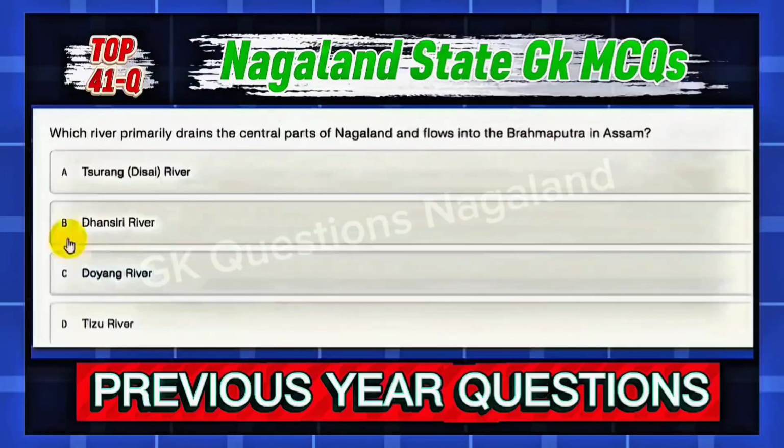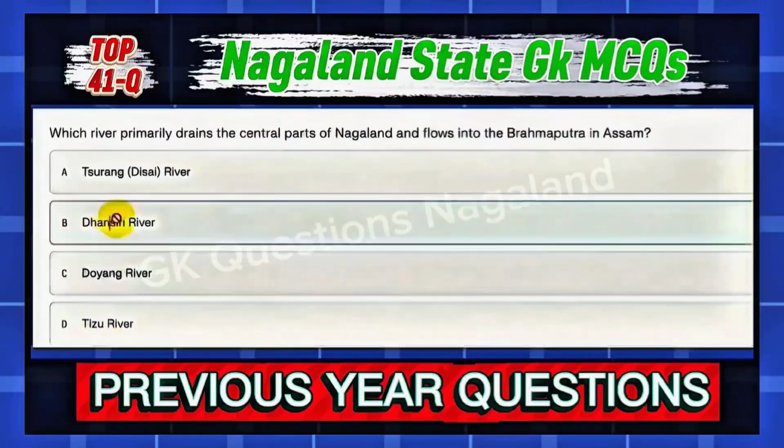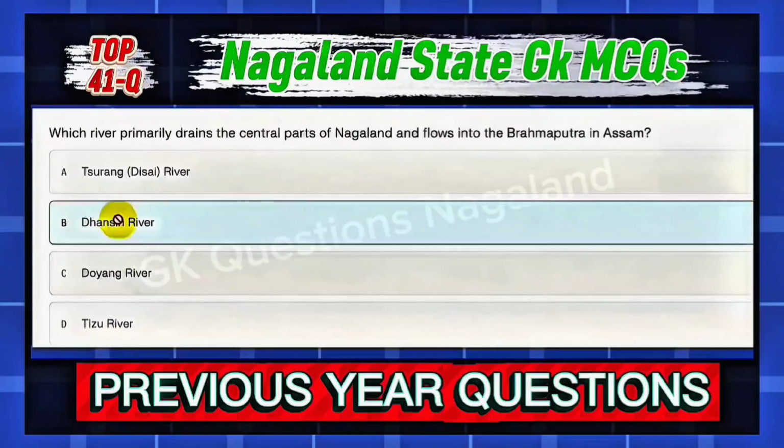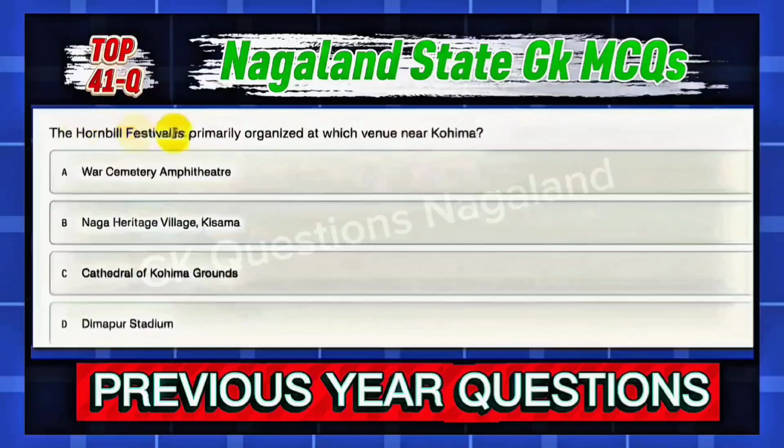Question 7. Which river primarily drains the central parts of Nagaland and flows into the Brahmaputra in Assam? Options: A. Tisurang River, B. Dhansiri River, C. Doyang River, D. Tizu River. The correct answer is B. Dhansiri River.